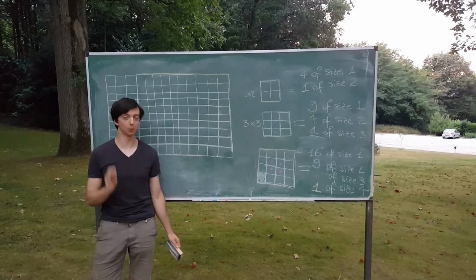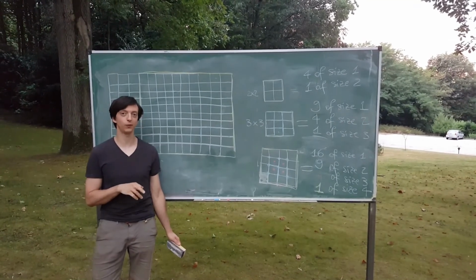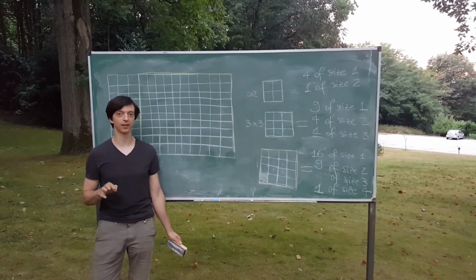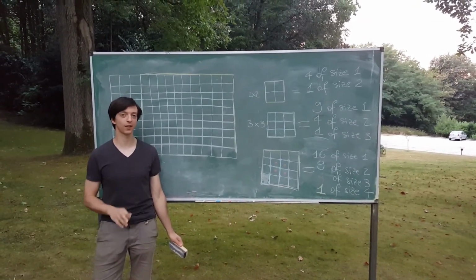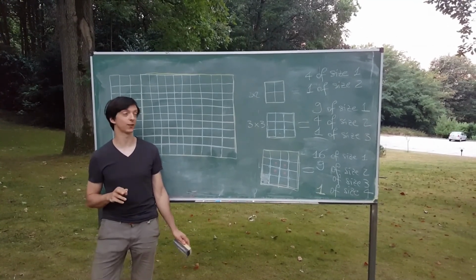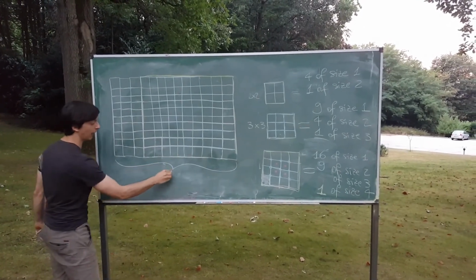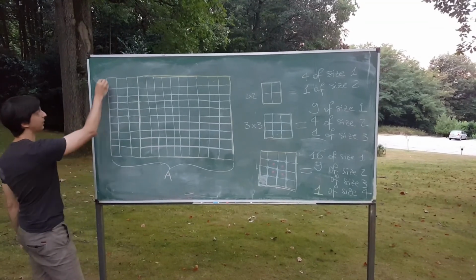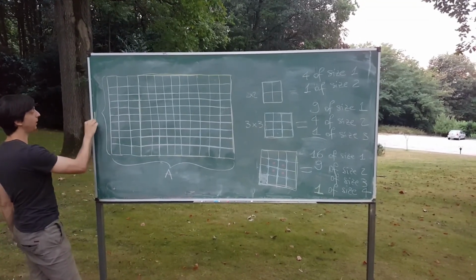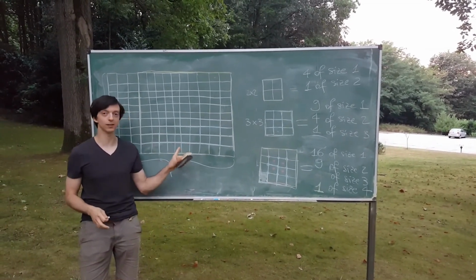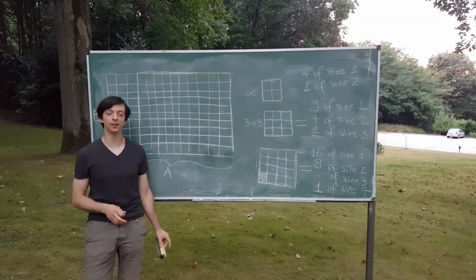I have a super hard problem for you now. Can you find out in general how to count squares on a rectangular grid? The length of this grid is A, and the height of this grid is B. Can you tell me how many squares you will count inside?